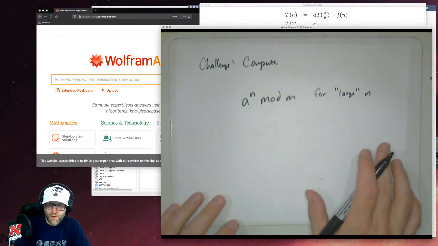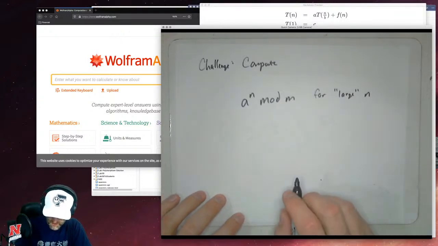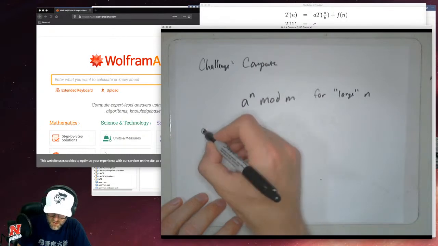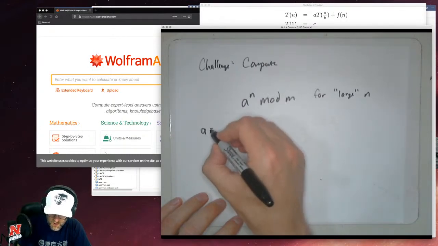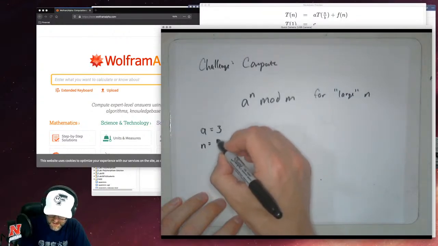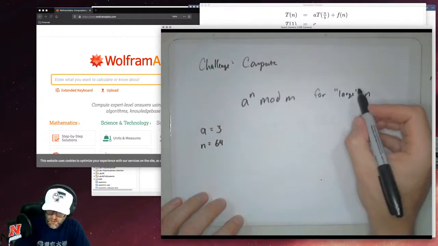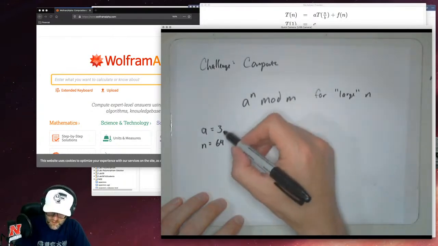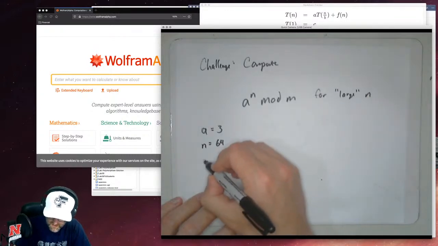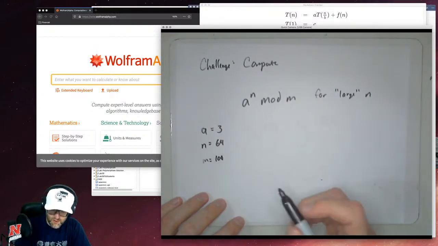Well, the first year computer science student might say, okay, let me make this a little bit less abstract right now. Let's say a is 3 and n here is, say, 64. So not large here, but 3 to the 64 is a pretty large number. But when we mod out by, say, 100, then it's only a 2-digit number.